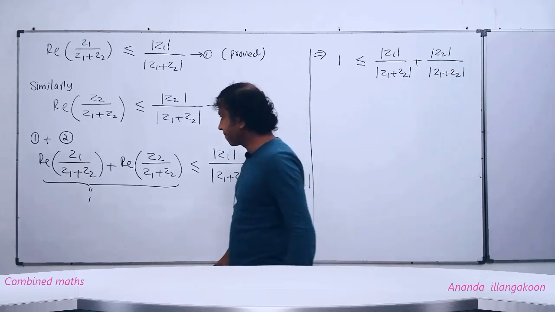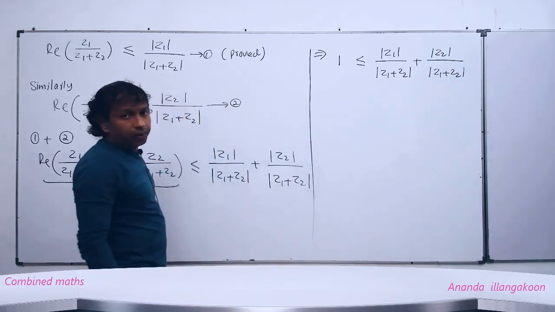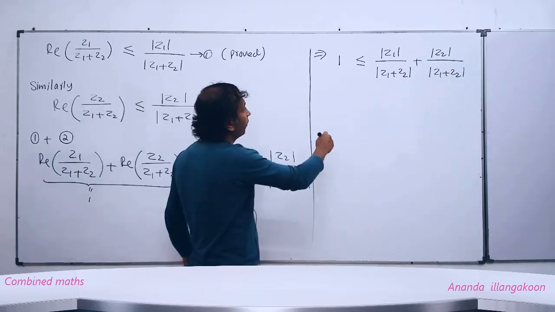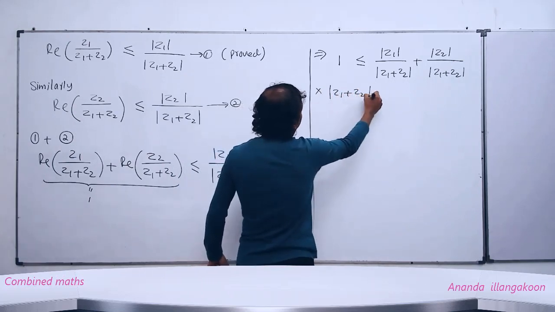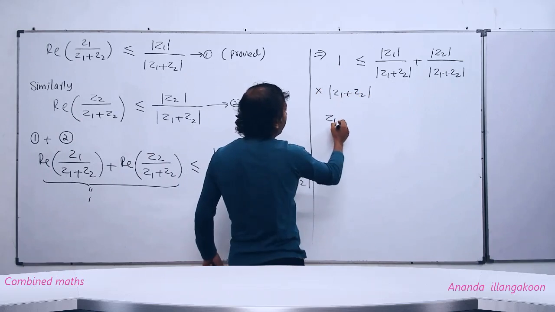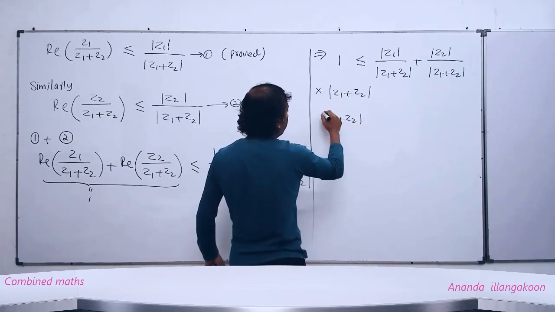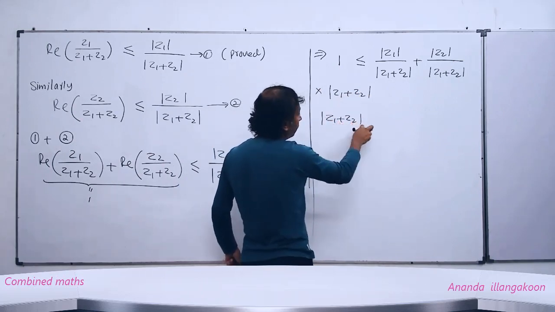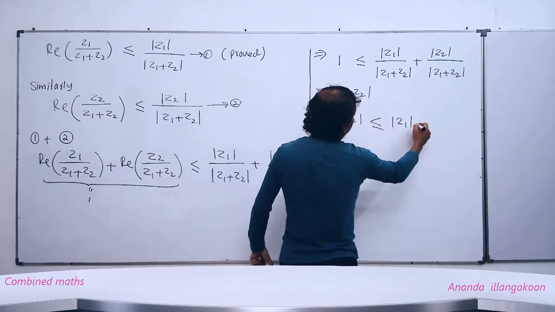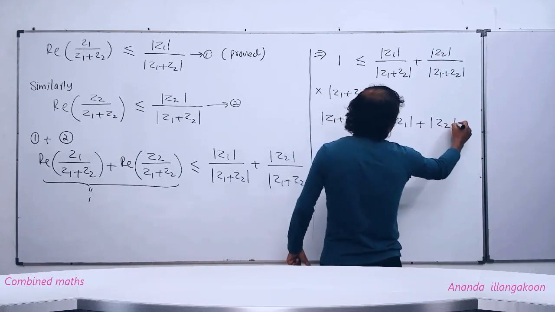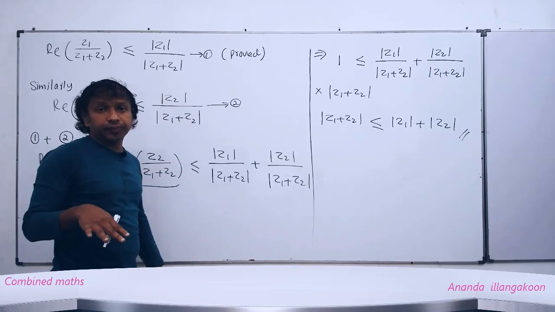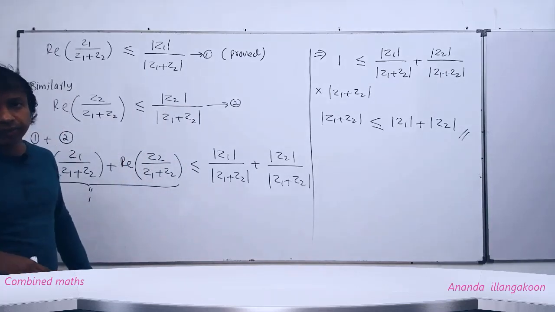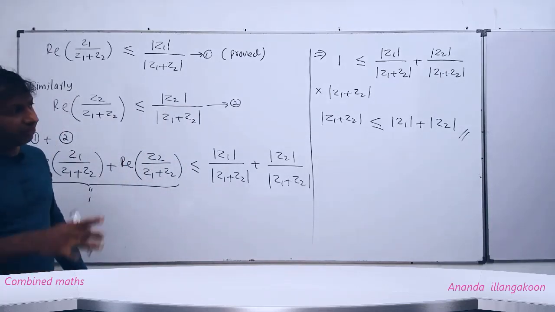Right. Now I can multiply this by mod Z1 plus mod Z2. So we get mod Z1 plus Z2 less than or equal to mod Z1 plus mod Z2. We proved this inequality in two ways, geometrically and algebraically, but now the same thing has been obtained.